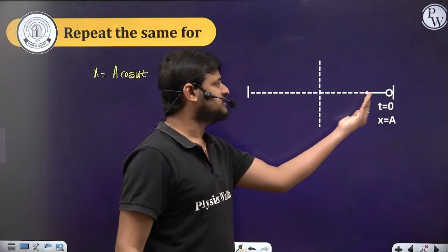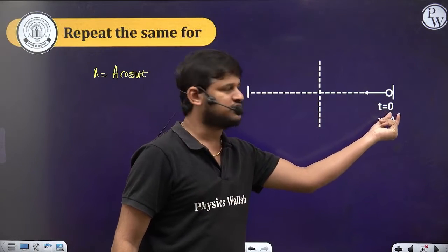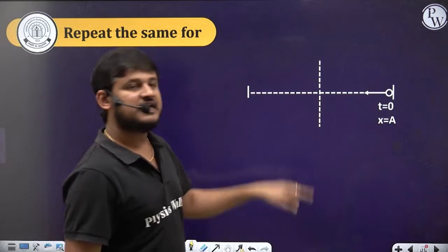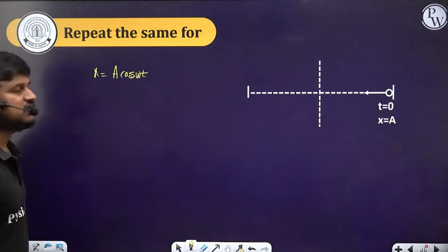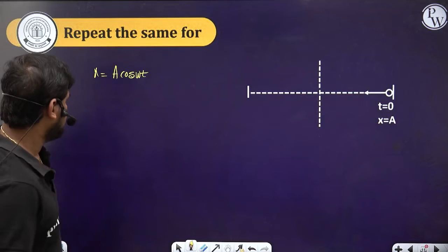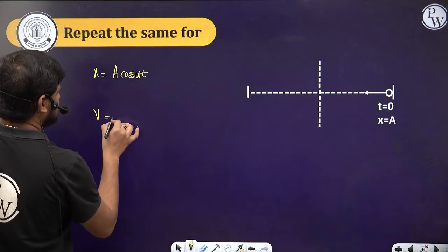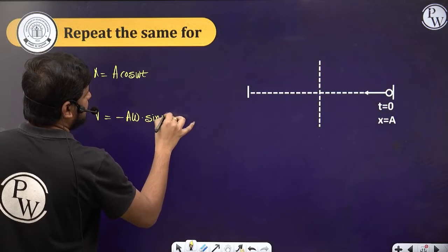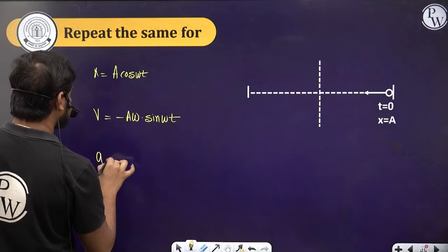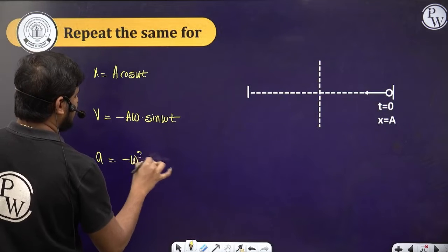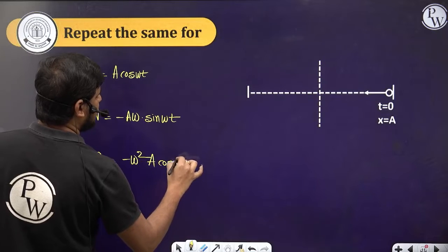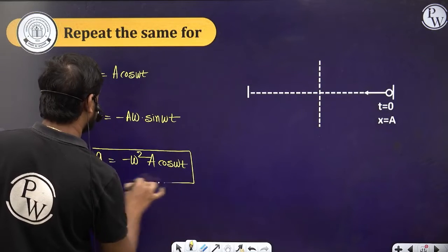If at t equals 0, x equals a, the extreme position, then the equation of S.H.M will be x equals a cos omega t, guys. And here what will be the velocity? Minus a omega into sin omega t, and then what's the acceleration? Minus omega square into x. What is x? A cos omega t. So this is the equation.